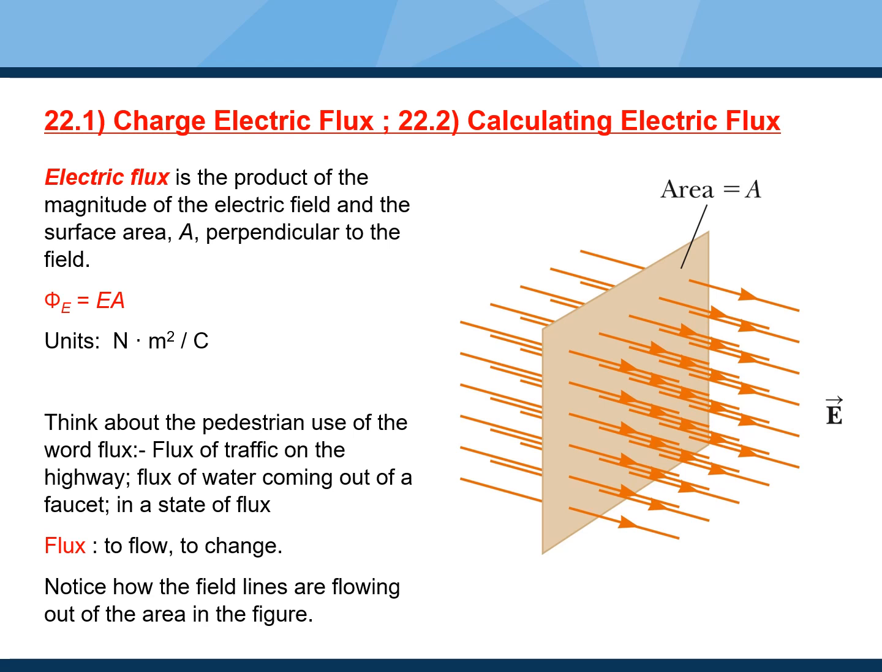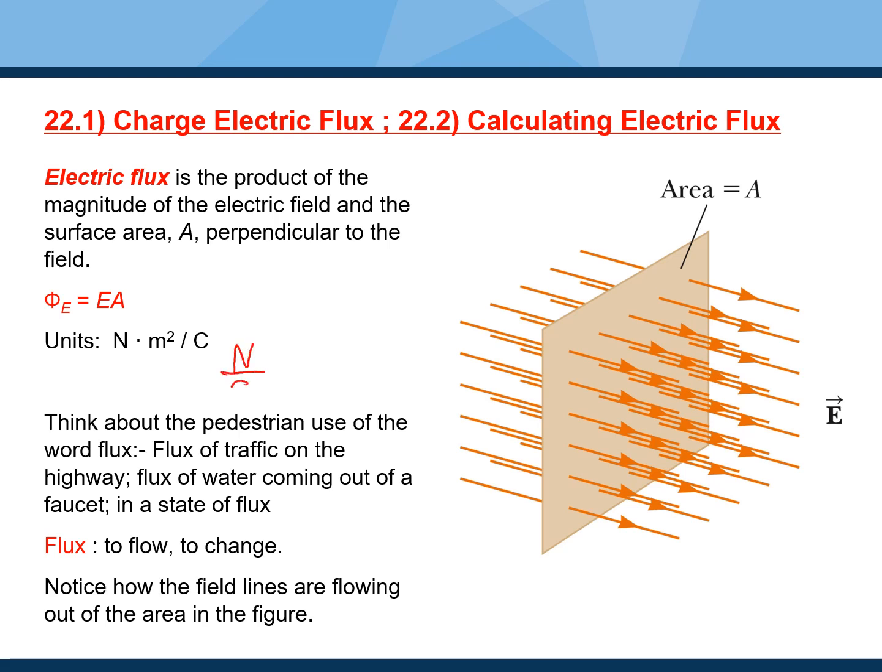So we're going to say that imagine, if you like, the simplest situation where you have this area A and it is held exactly perpendicular to the electric field lines that you see in the figure. In that case, it becomes easy to quantify the number of electric field lines crossing through the area. You realize that it should be proportional to the strength of the electric field times the area itself.